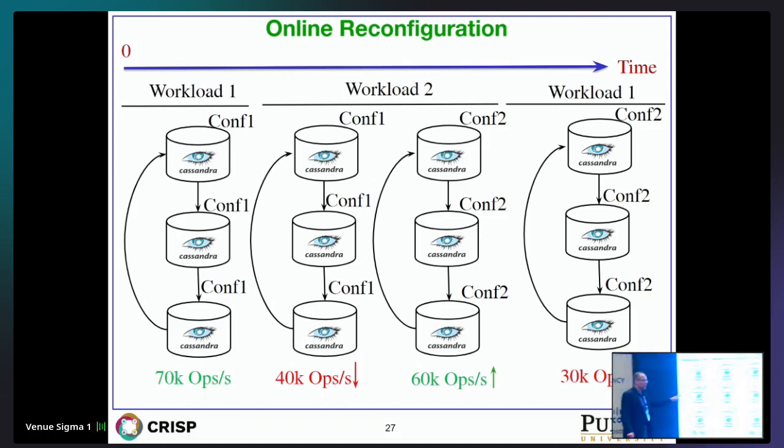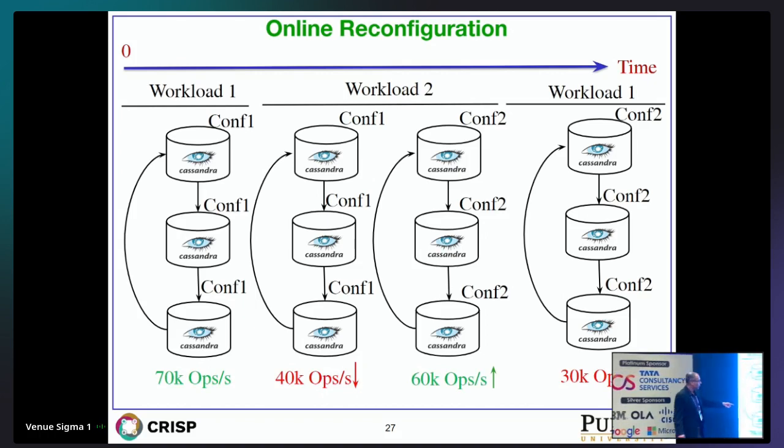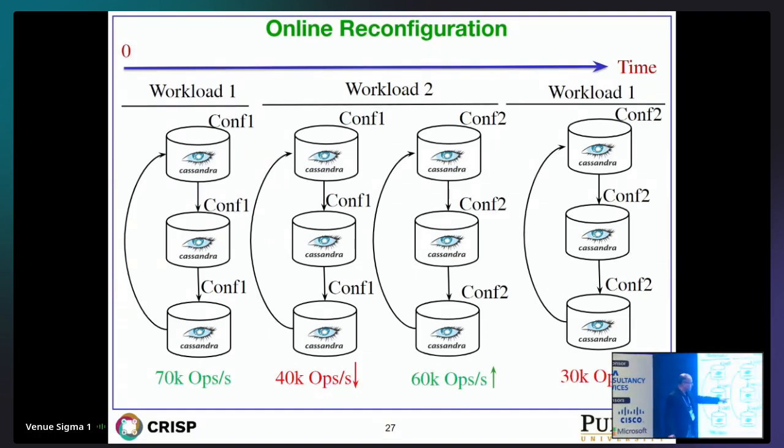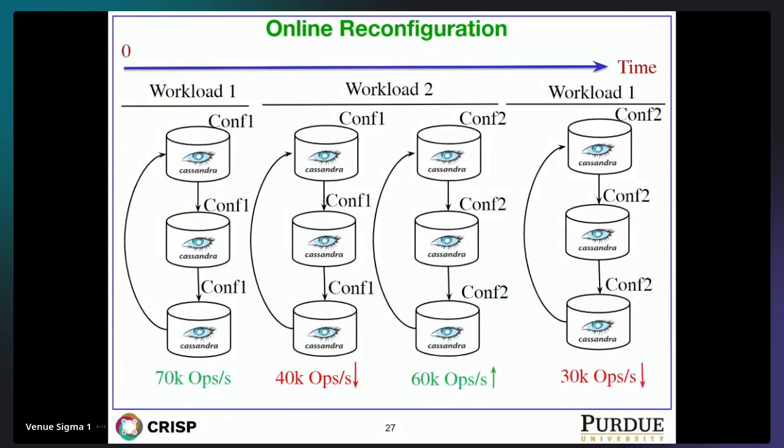Now, the workload is not static, so the workload is changing under you. So the workload changes from workload 1 to workload 2. So if I stick with conf 1, then my throughput goes down to 40 kilo-ops per second. So now, using the best technique which is out there, I decide that conf 2 is a better configuration for workload 2. So I switch to conf 2. When I switch to conf 2, my throughput goes up somewhat to 60 kilo-ops per second.